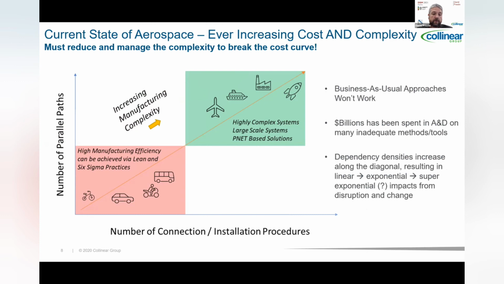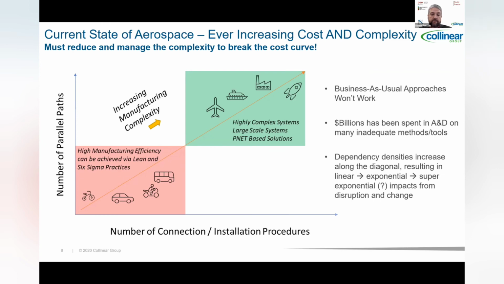Along the vertical, we can think about number of parallel paths of work being done in manufacturing processes. So down on the lower left, we have things like widgets, toasters, tricycles, as you can see, cars, as you get more complex. Along the horizontal, we have number of connections or dependencies per task within these environments. So along this diagonal, it gets increasingly complex, right?